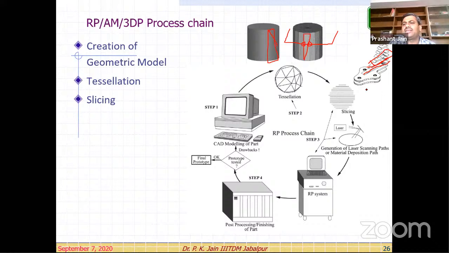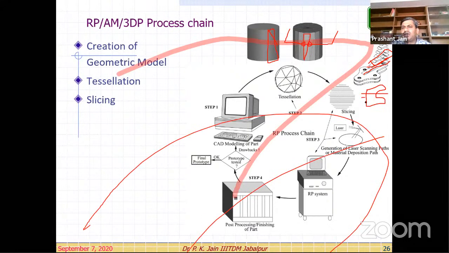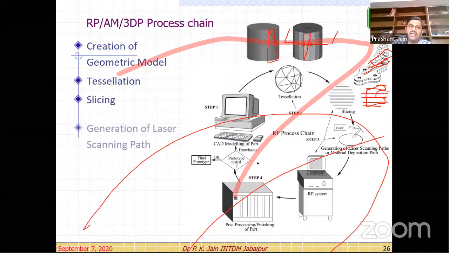Then the second thing required is that we need to generate the slicing like this. So this is the nozzle path we will be able to generate, right? Got it? So in this way, we will be able to generate the nozzle path, right? So then we have tessellation, then generation of the laser scanning path, and then we have the part fabrication, and then we have the post processing.